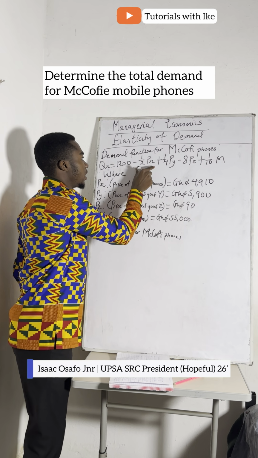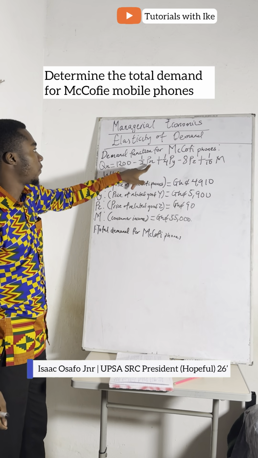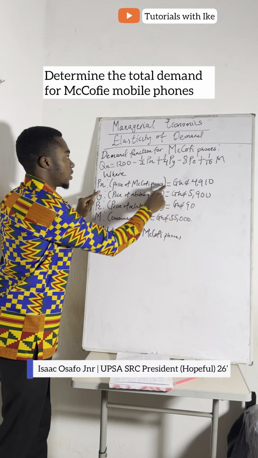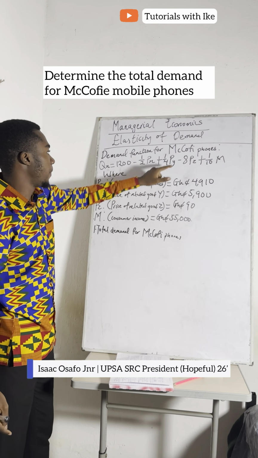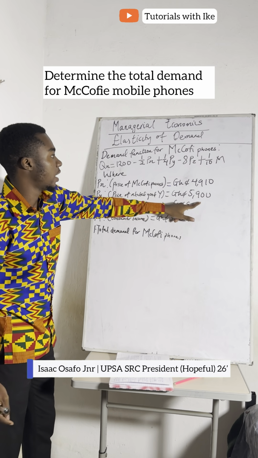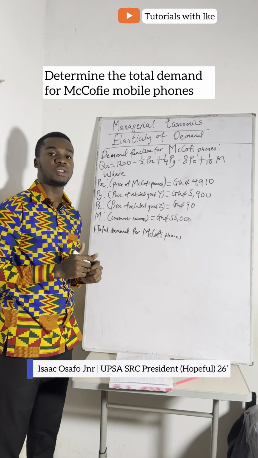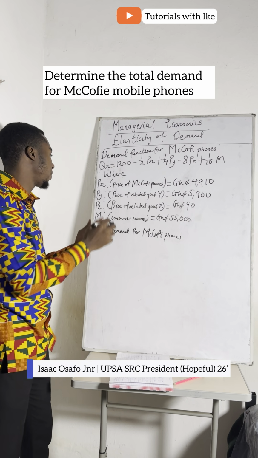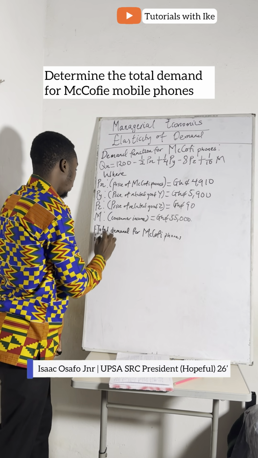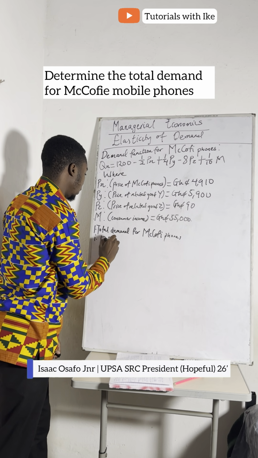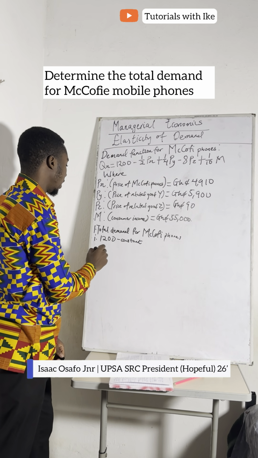But the second term, you have negative 1 over 2 PX. But they've given you the value for PX. They said PX is 4,910. So you substitute it. They've also given you the value for PY, which is 5,900. So you're going to substitute all of them. When you substitute it and you add it, that's how you get the total demand. So let's take it term by term. So let's start with the first term. Our first term is 1,200. So this is our constant. This one doesn't change. Nothing is attached to it.